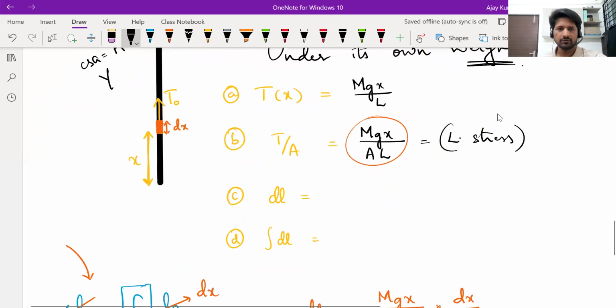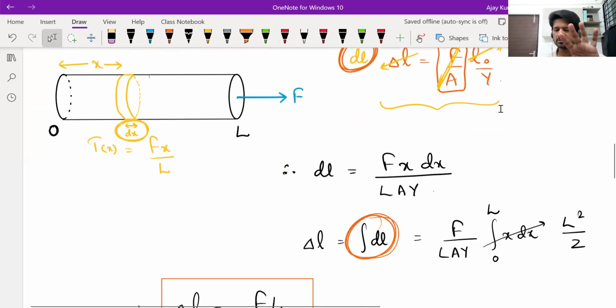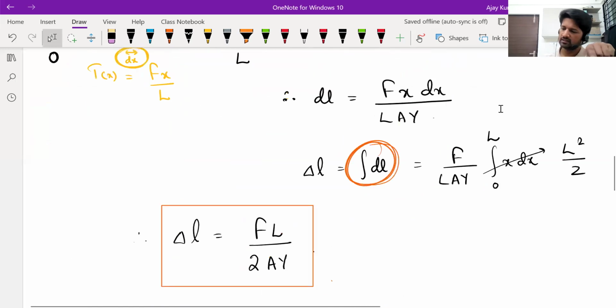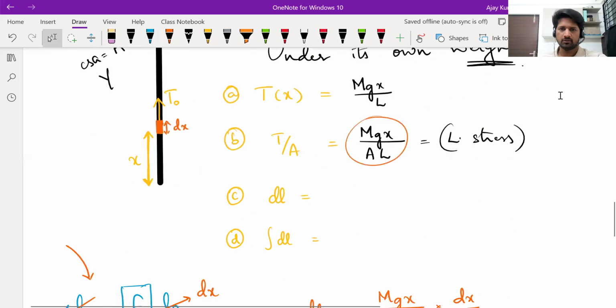The question we solved before this also is very similar. In the previous question, you were given a cylinder where a force F is applied only at one end. If you apply force only at one end, net force is not zero. Tension won't be same everywhere. So we derived an expression for tension at a random distance. Then based on that, we wrote stress, elongation. Elongation in one element we calculated. Then we integrated that to get the total elongation. Something similar we did now also.